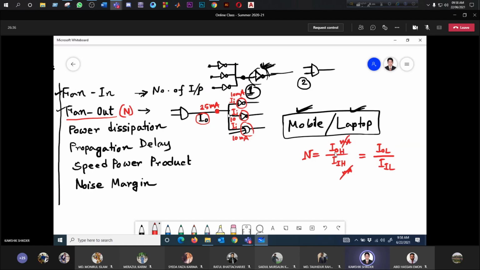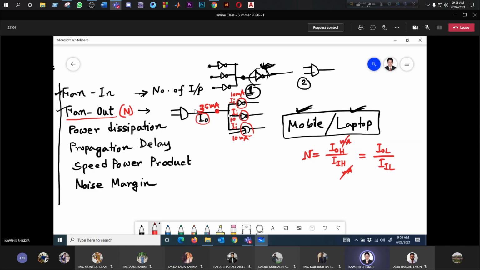And IOH is the output current for high state or high logic. Similarly, input current for high logic. And this one is output current for low logic and input current for the same low logic. Is it clear? Suppose here it's 35 milliampere. Then how many loads can be connected? 35 milliampere is the maximum supply current. So easily 3 loads can be driven by this gate.